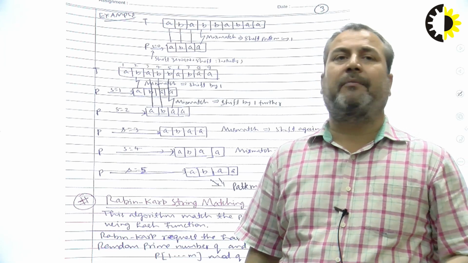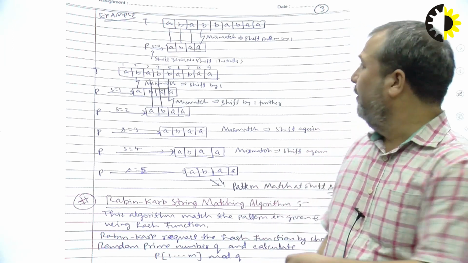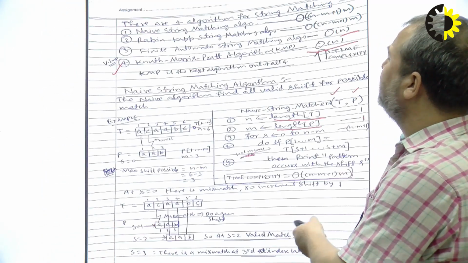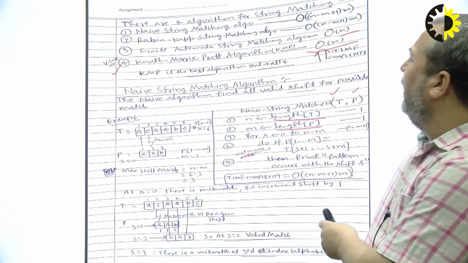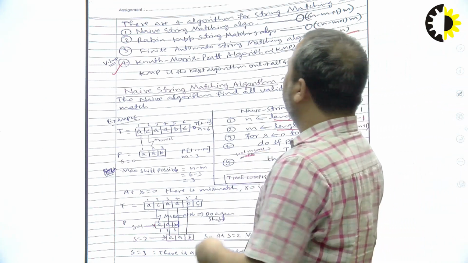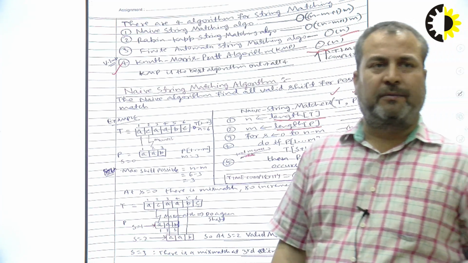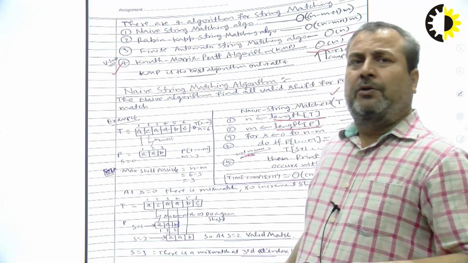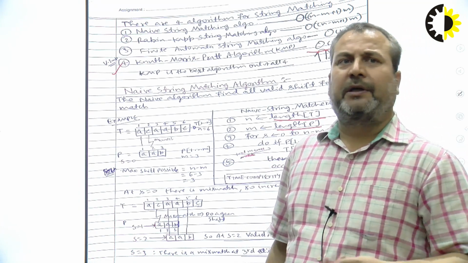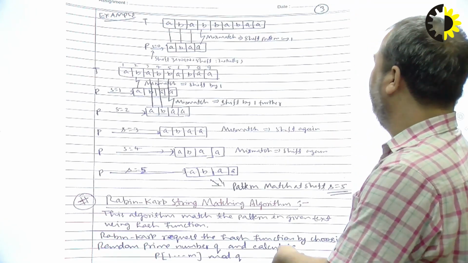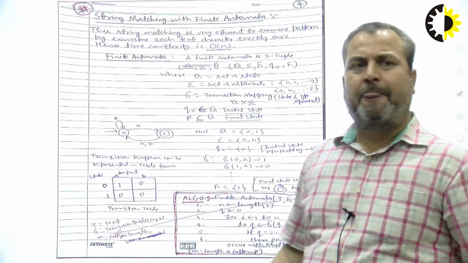That could be done by four algorithms: either the naive string matching algorithm, the Rabin-Karp string matching algorithm, finite automata, or the Knuth-Morris-Pratt algorithm. So just go through the notes and you will find the steps are written. You will get all the right things.